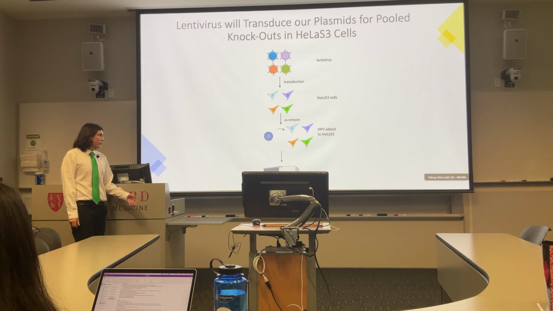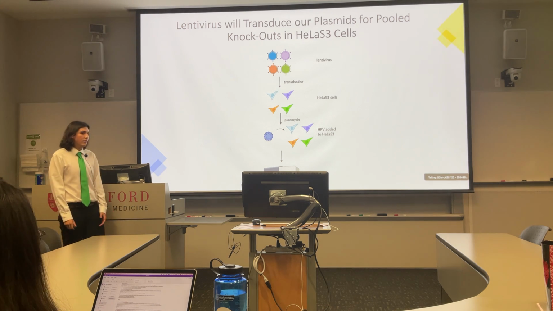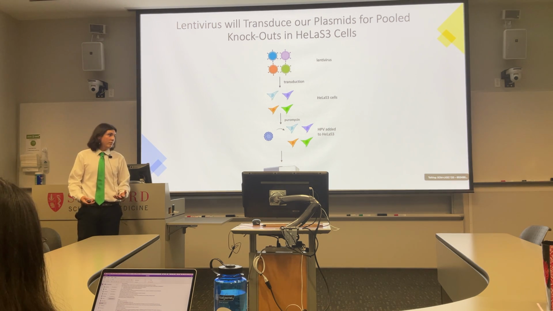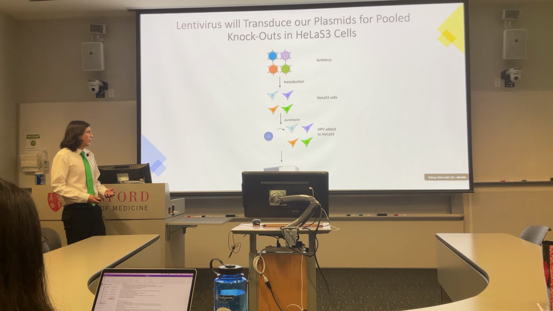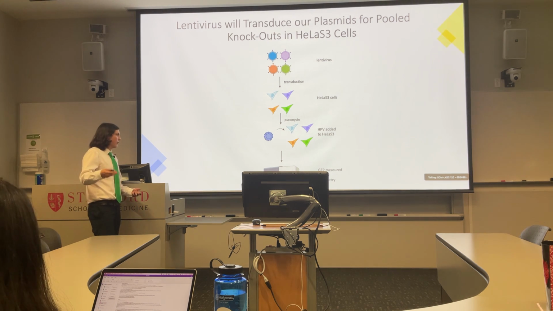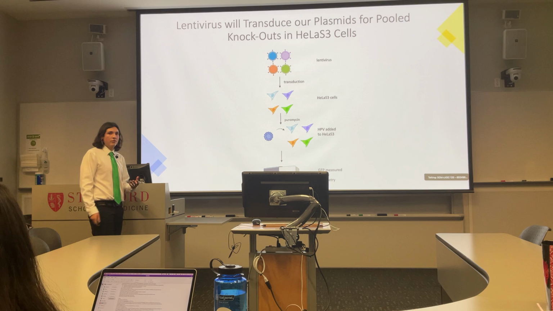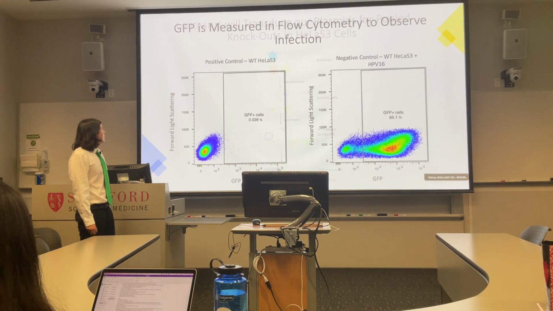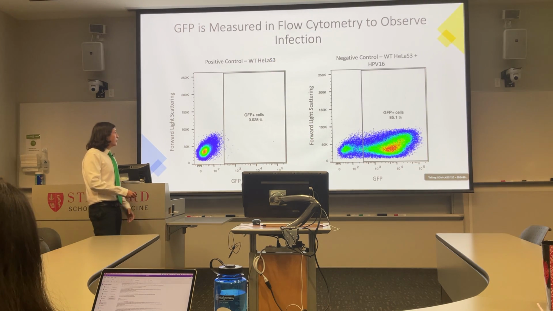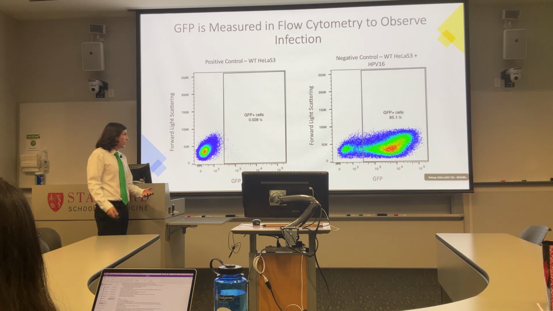Next, we'll use our HPV and add it to our HeLa S3 cells. Remember, we have that reporter plasmid with GFP. So if there's successful nuclear arrival, we'll see fluorescence, and we'll be able to measure this using flow cytometry. Next, with our GFP, we'll be able to measure this in flow cytometry and observe infection.